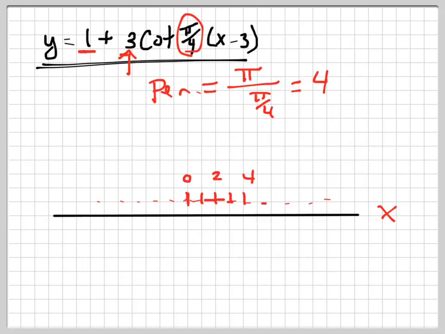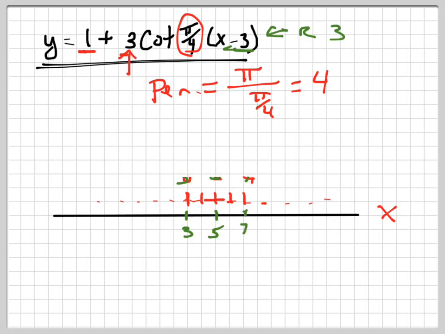But I'm also shifting it. I'll change to green. I'm also shifting it right 3. So instead of 0, this is 3. Instead of 4, this is 7. And instead of 2, this is 5. So my points are 3, 5, 7. Whoops, I went over too far on that one, didn't I? There we go. Something didn't look right. 3, 5, 7 are my points.